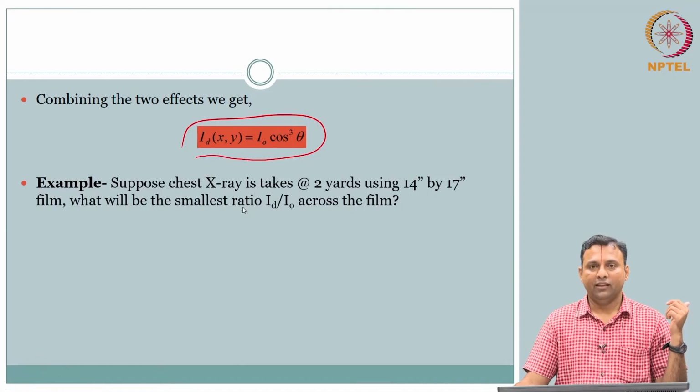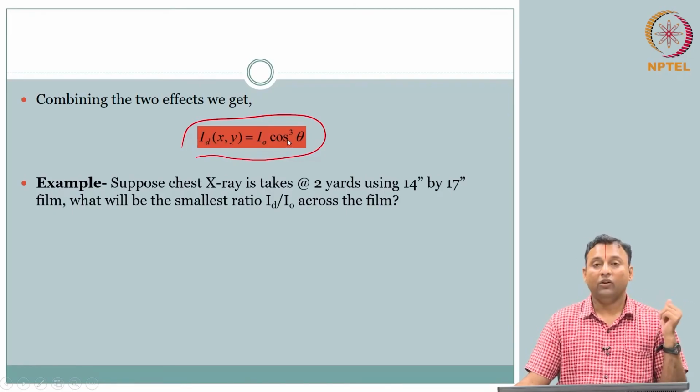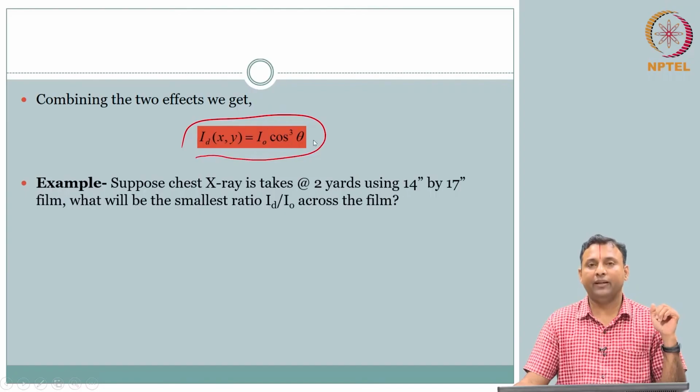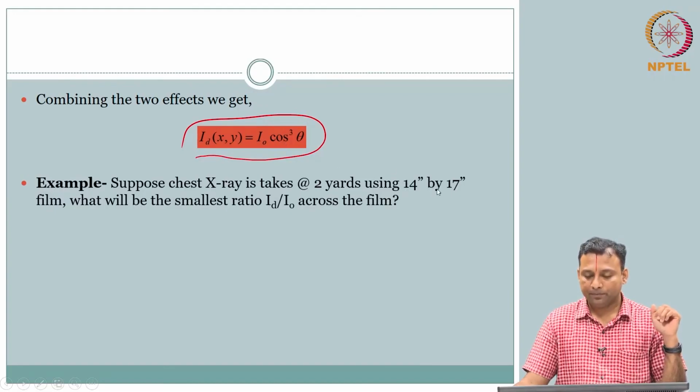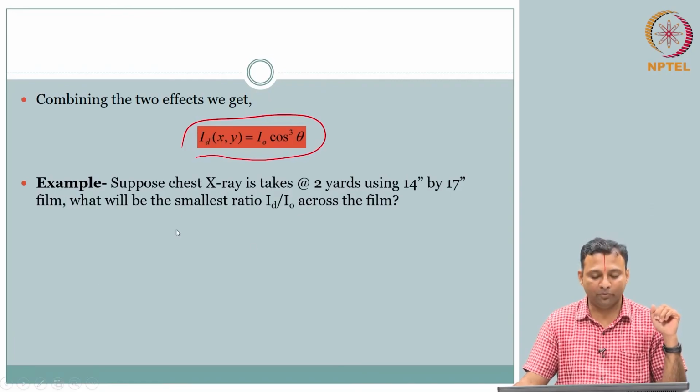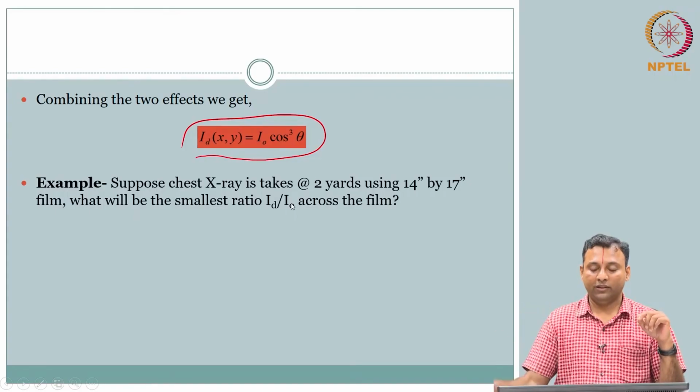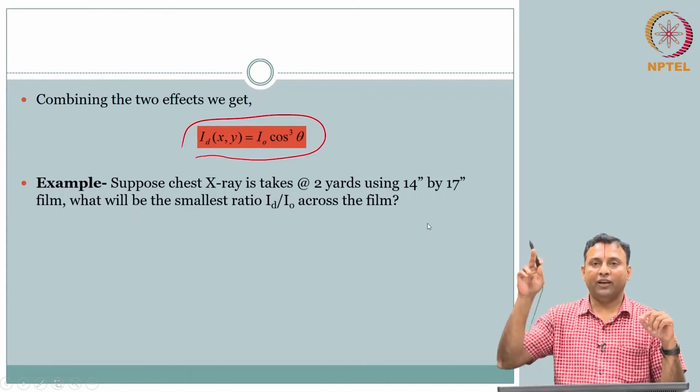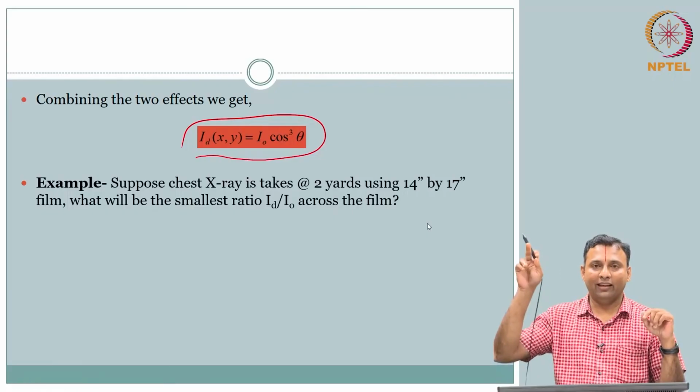Smallest ratio means you will have the maximum variation that you can expect. So, what is your cos cube theta? First, if you can find this, that is what we want. So, what information do we have? We have the dimensions and d, distance. So, first identify the point which is the farthest from the center. Oh, this is a rectangle. So, the farthest point is going to be along the diagonal, that corner.